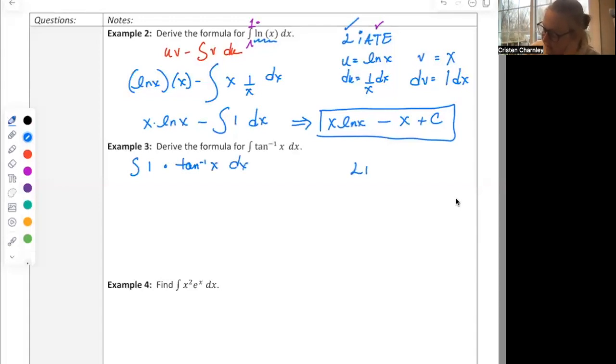If I look at my LIATE list, I see an algebraic term, and I see inverse trig. Not regular trig, inverse trig. So I know that u is further to the left, dv is on the right. So u is that inverse tangent of x. dv is going to be the other one, which is 1 dx. The derivative of u is 1 over 1 plus x squared. The antiderivative of 1 is just x. Yes, there's a plus c.